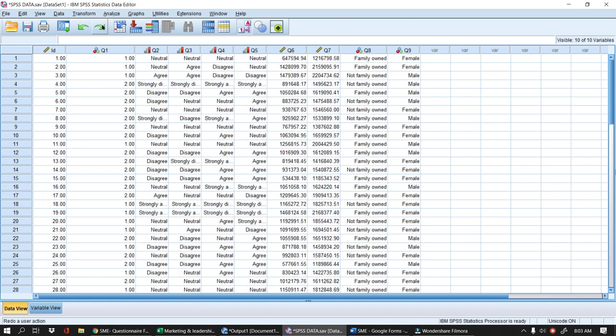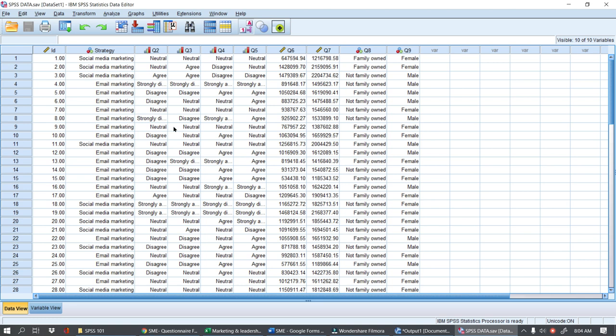So now you have completed the whole process of transferring your data from Excel to SPSS. Now you can analyze your data set without any issue.